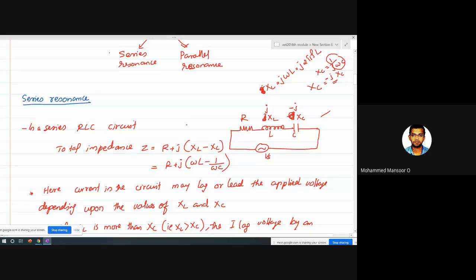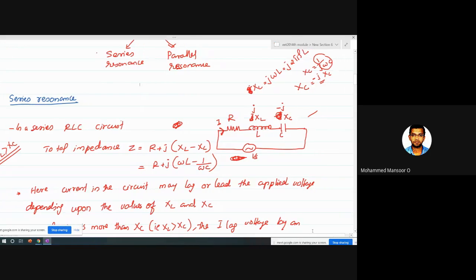Suppose let's consider three cases. If XL is more than XC, what is the behavior of the phasor between voltage and current? See, this is your voltage. Say Vs is available here, and the current supplied by this source is say I. How can we draw the phasor diagram corresponding to this situation? Let me draw it on this side.